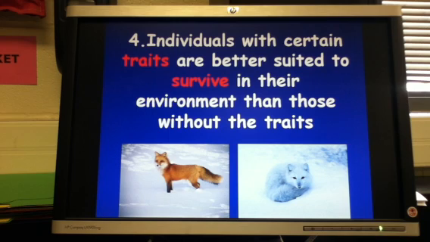Number 4, individuals with certain traits are better suited to survive in their environment than those without the traits. Like we see here, these 2 foxes. Which one is more likely to survive in their environment? The fox on the left, the red fox, or the Arctic fox on the right? If you guessed the one on the right, the one that's all white, you're right. He's better able to blend in. It benefits him 2 ways. 1, he will be able to hide from predators, and 2, he will be able to hide from any food he would like to capture and eat. The fox on the left will probably go hungry.